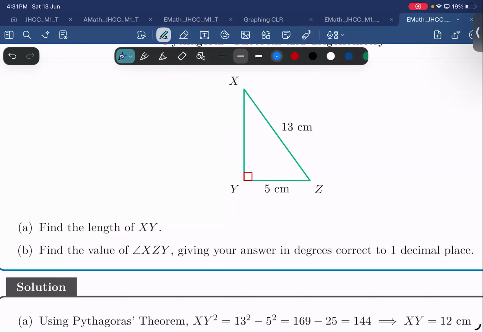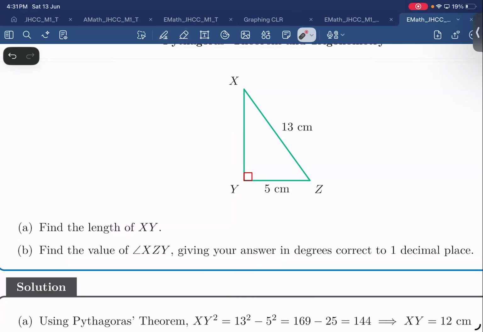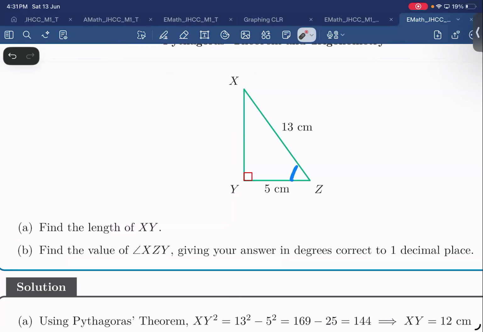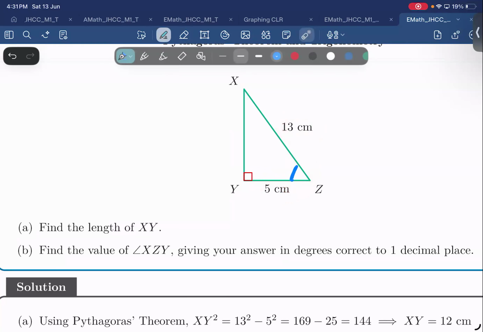Then part B, find the value of angle XZY, giving your answer in degrees correct to 1 dp. XZY is this angle. With respect to this angle, what lengths do we know? We know adjacent and hypotenuse, so you should use cosine. Cosine of angle XZY equals adjacent over hypotenuse, so XZY is just the inverse cosine of this.